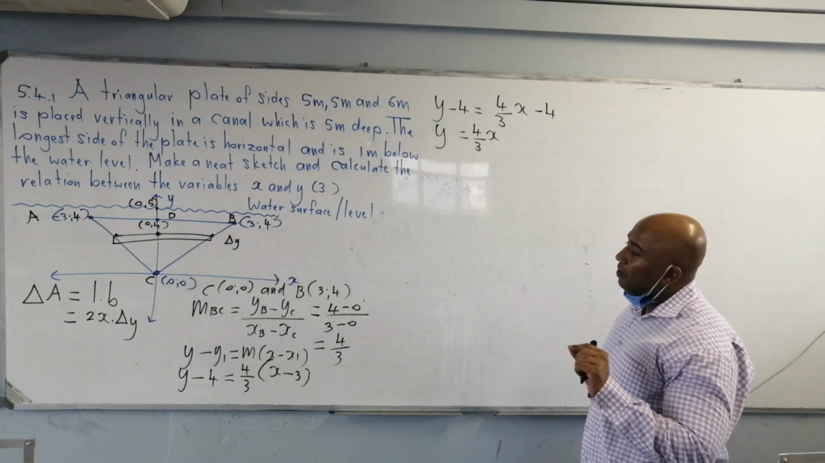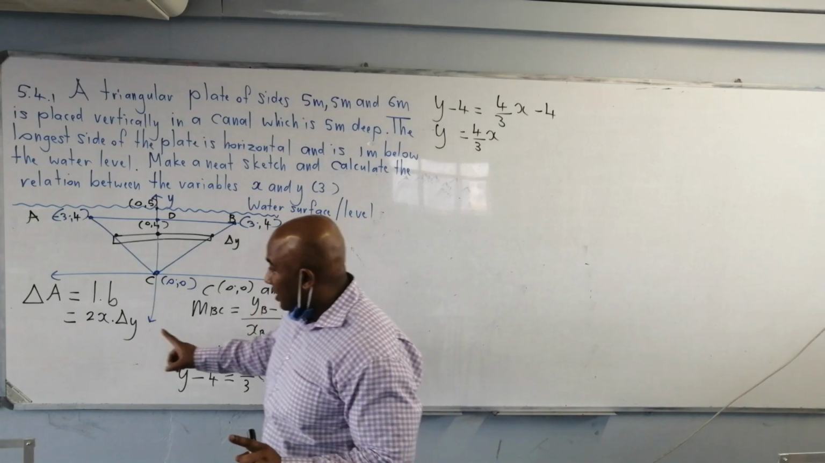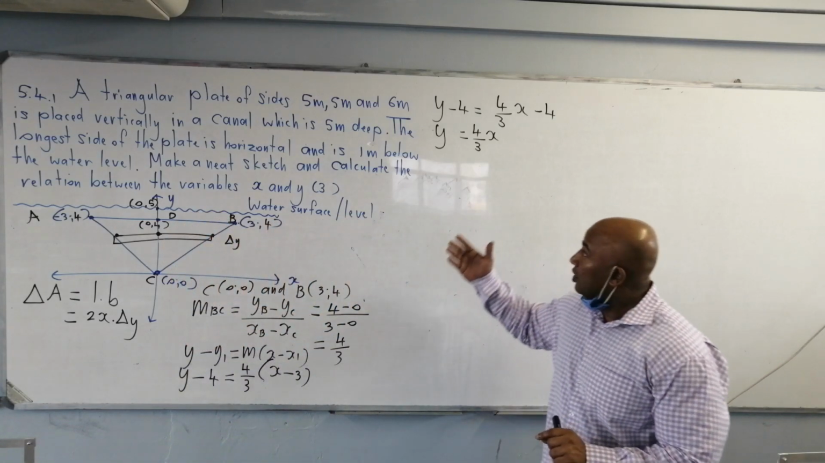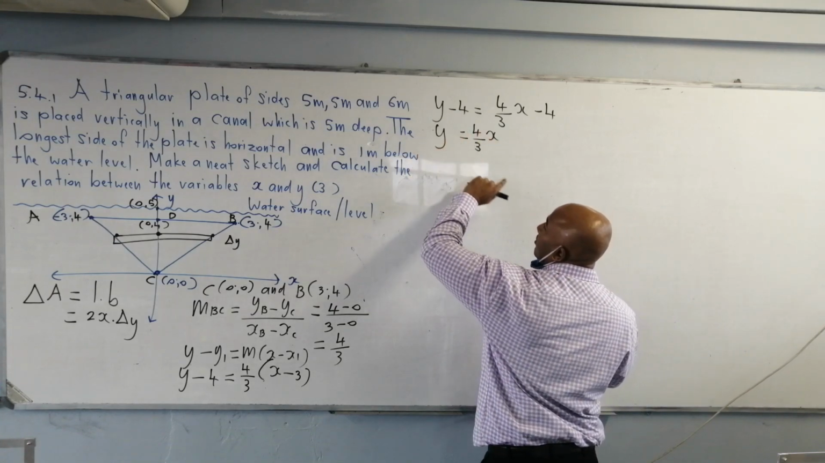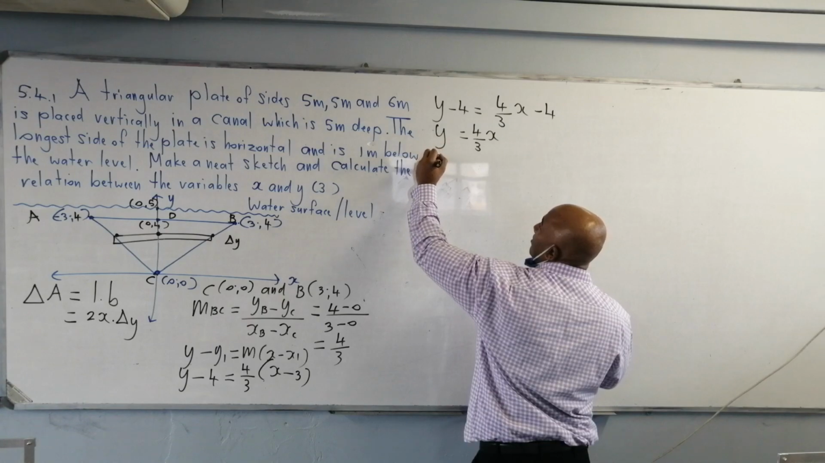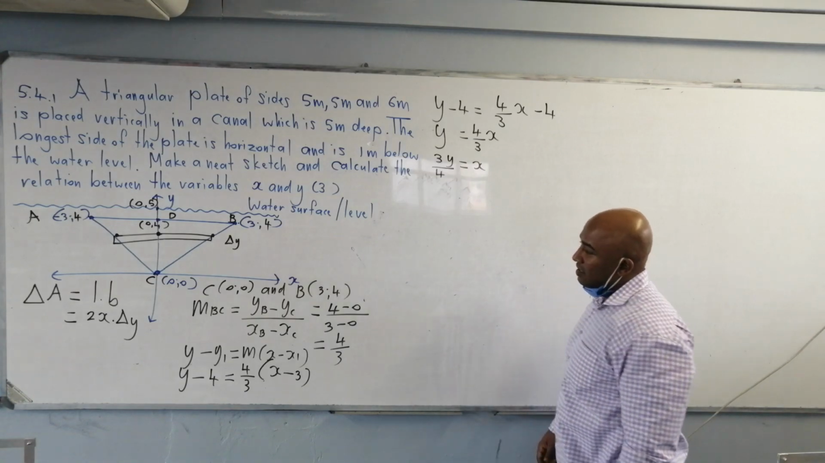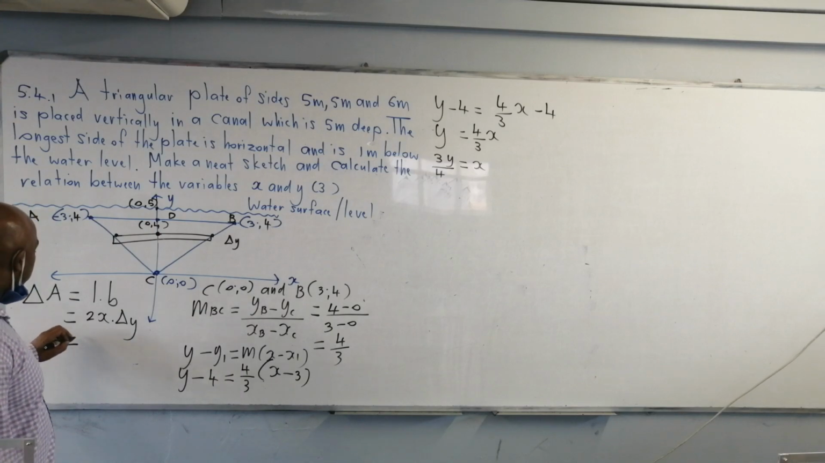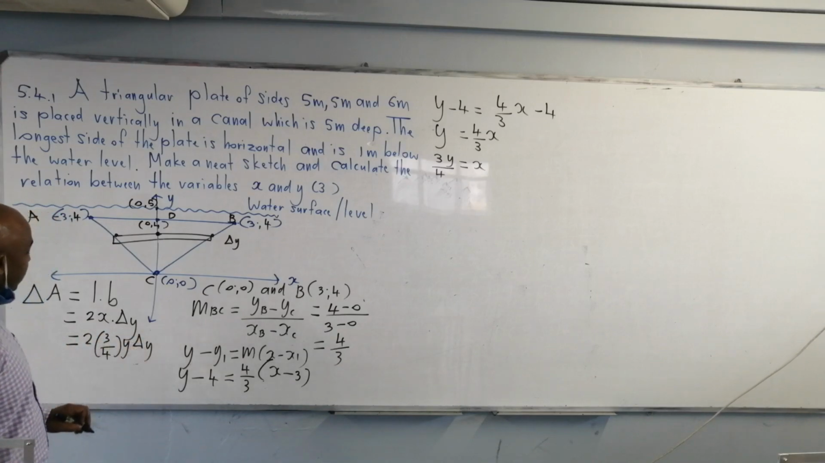So now, what are we dealing with now? We got 2x times delta y. We need an equation. We have an equation. We want x in terms of y. So I make x the subject of the formula. So if I cross multiply there, it's going to be 3y over 4 is equal to x. Right, so if I take this, I can put it here. So that's going to be 2 times 3 over 4 y delta y.